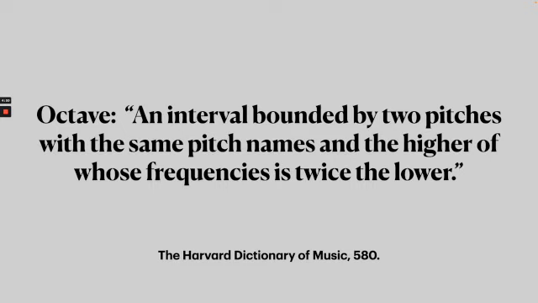The second term is octave. An octave is an interval bounded by two pitches with the same pitch names, and the higher of whose frequencies is twice the lower. If the frequency of A is 440 Hz, then an A one octave above that would have a frequency of 880 Hz. And the frequency of the A one octave below would be 220 Hz. Regardless of register, we perceive all three of these frequencies as an A.